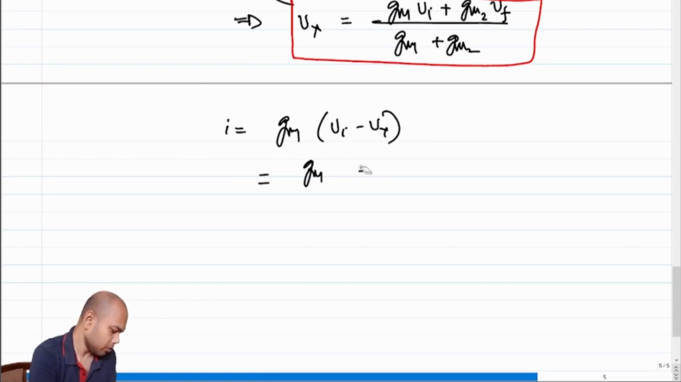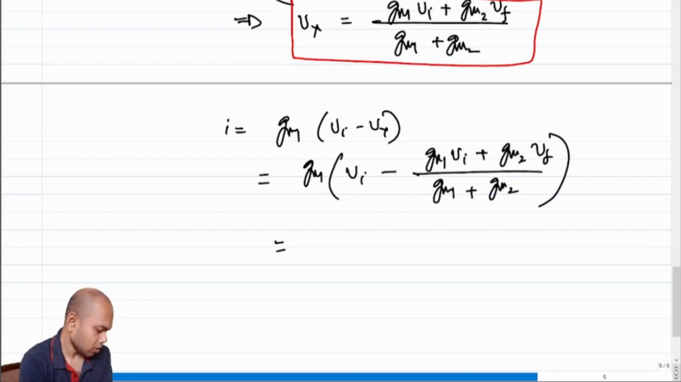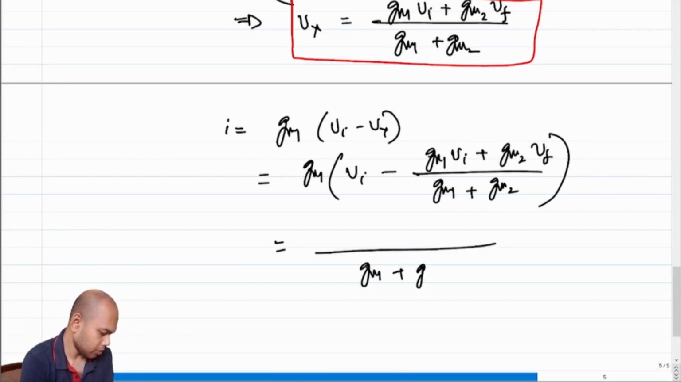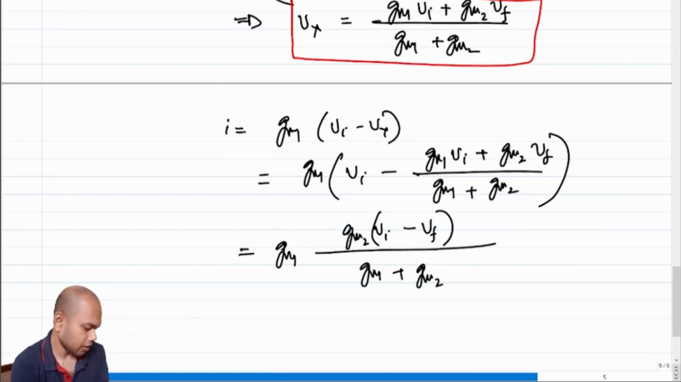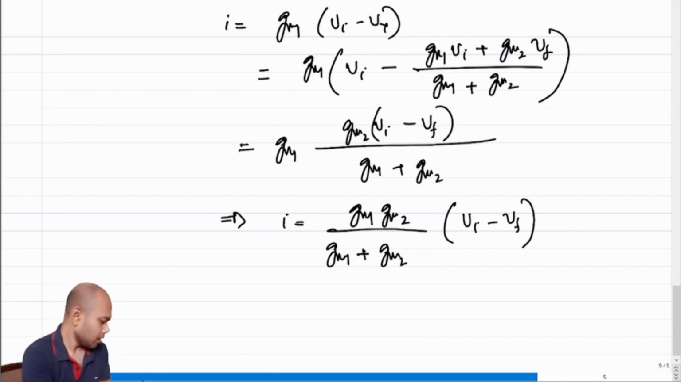GM1 times VI minus (GM1 VI plus GM2 VF) by (GM1 plus GM2). So we get GM1 plus GM2 in the denominator. There is a GM1 here. So in the top we get GM2 times (VI minus VF), by GM1 plus GM2, correct, which in essence means that the current I becomes GM1 GM2 by (GM1 plus GM2) times (VI minus VF), correct.